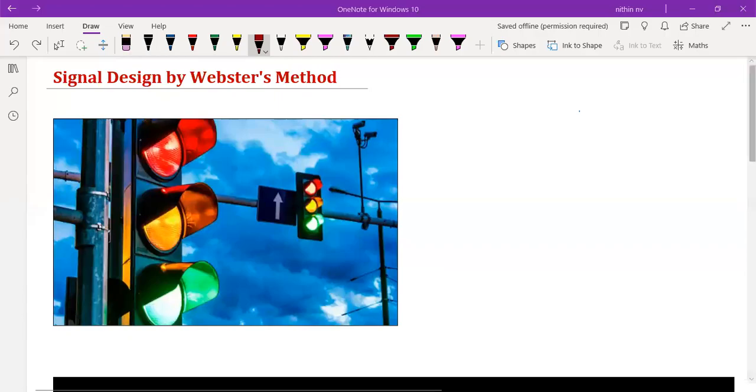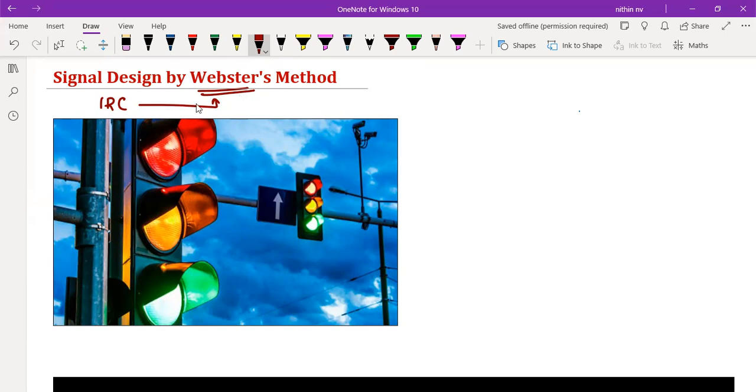Hi friends, in this video we are going to talk about the signal design by Webster's method. So first of all, remember this name. The IRC, Indian Roads Congress, is suggesting Webster's method for the signal design. So that itself can be a direct 1-mark question.